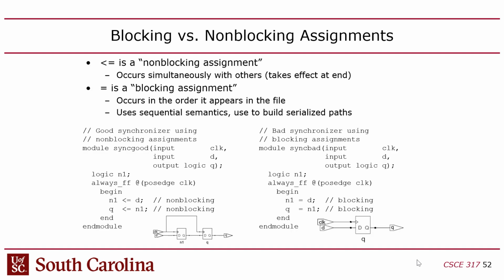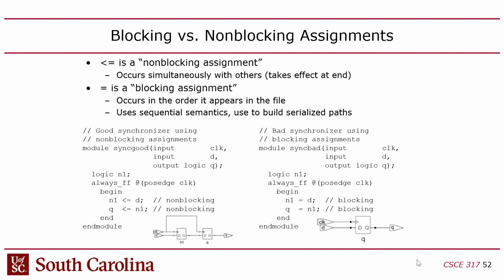Okay, and then blocking versus non-blocking, this is what I just described. Less than equals is a non-blocking assignment, equals is a blocking assignment. These only apply to assignments you make within an always block. So here's two different modules, each with an always underscore FF. Both of them have 2 assignments. Both of them have the second assignment depend on the first assignment.